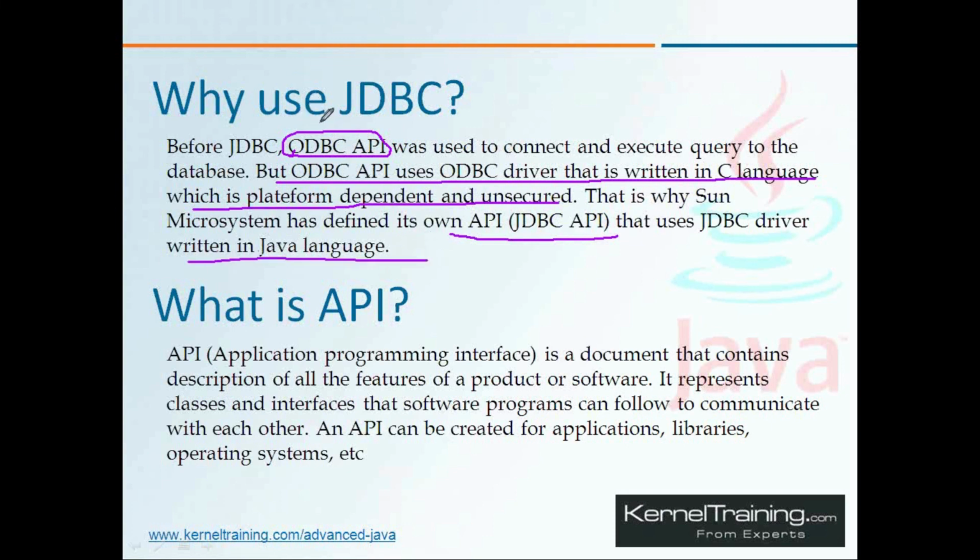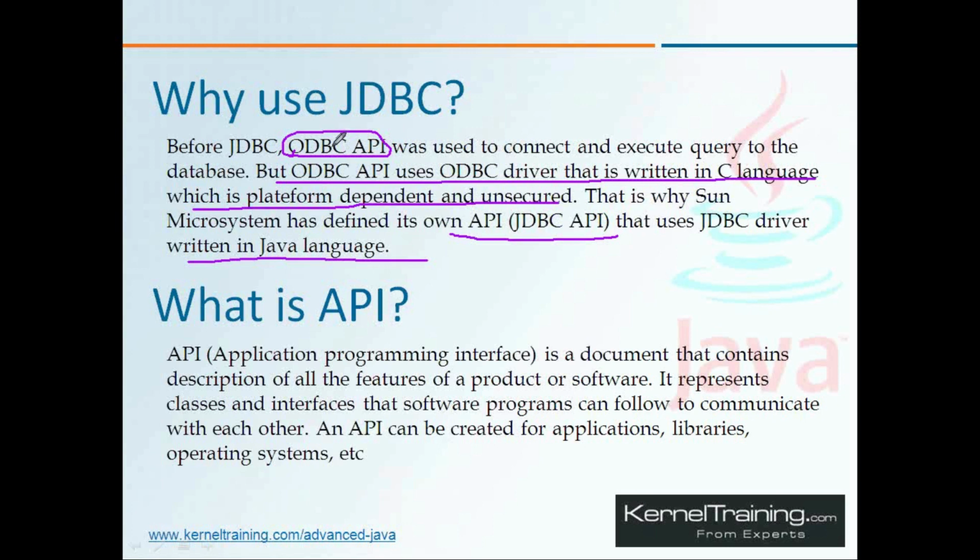So why are we using JDBC? Why are we not using ODBC? Because before the existence of JDBC, people used to connect to the database using the ODBC API. But the ODBC API has been written using the C language, and we already know that C is a platform dependent language and it is unsecure also. That is why Sun Microsystems defined its own API. What is that API? The JDBC API, which uses JDBC drivers purely written in the Java language. Because of this reason, we are using JDBC.